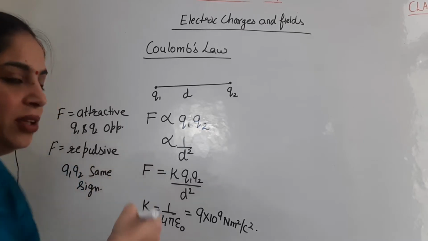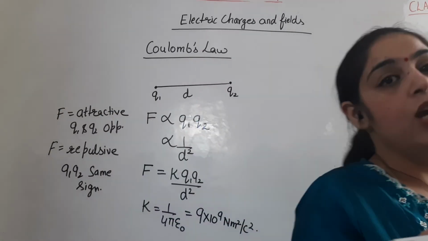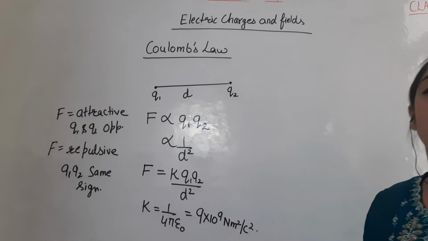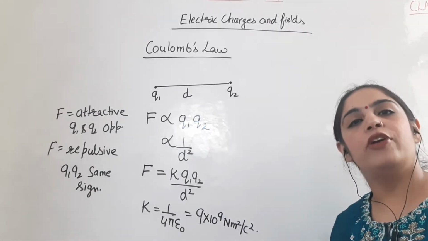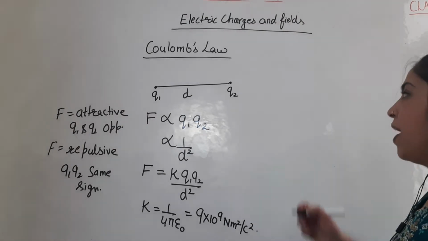Now, we all know that force being a vector quantity, we should know the direction as well as the magnitude. This will give me only the magnitude. Now, how will I determine the direction? For determining the direction, we will write down Coulomb's law in vector form.